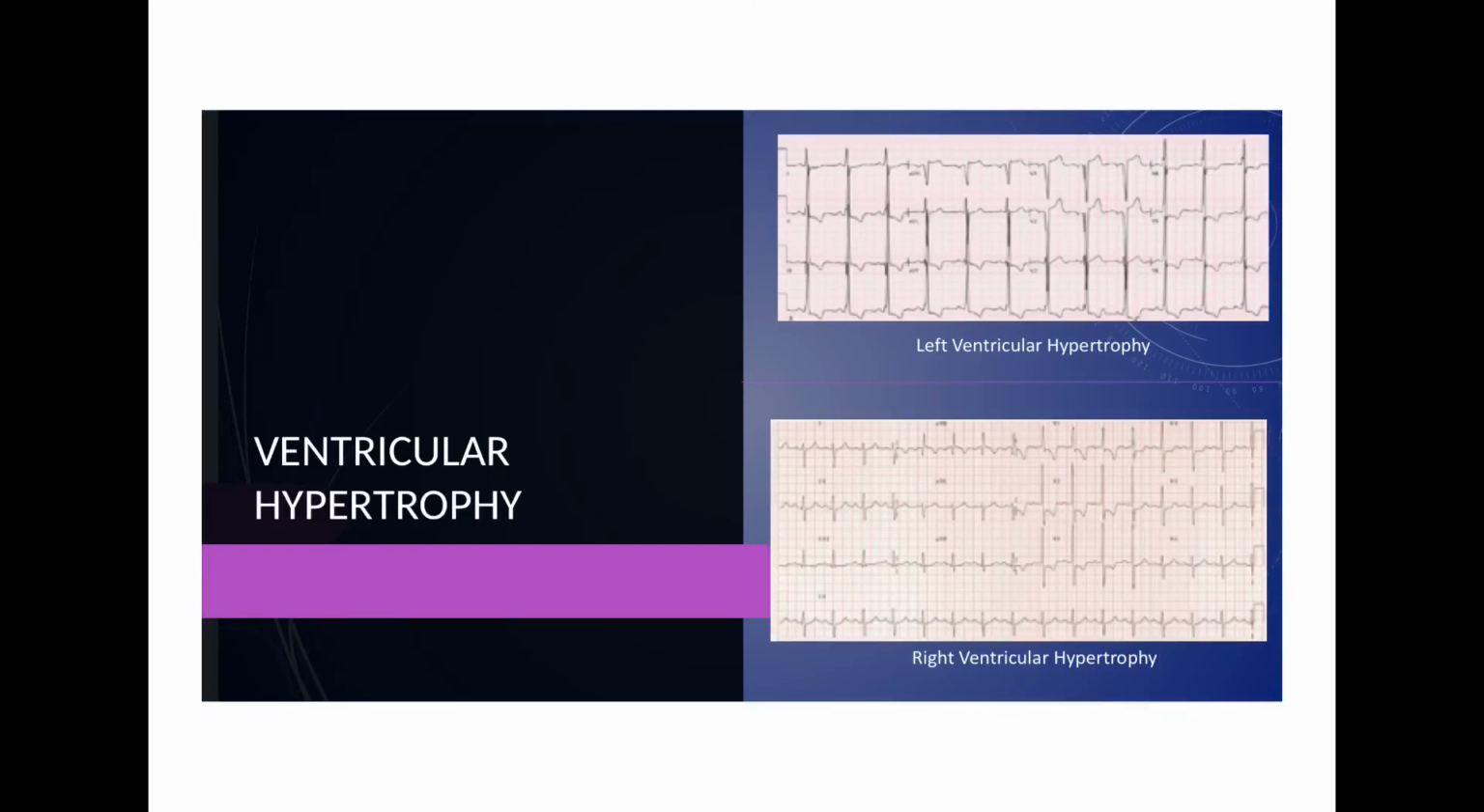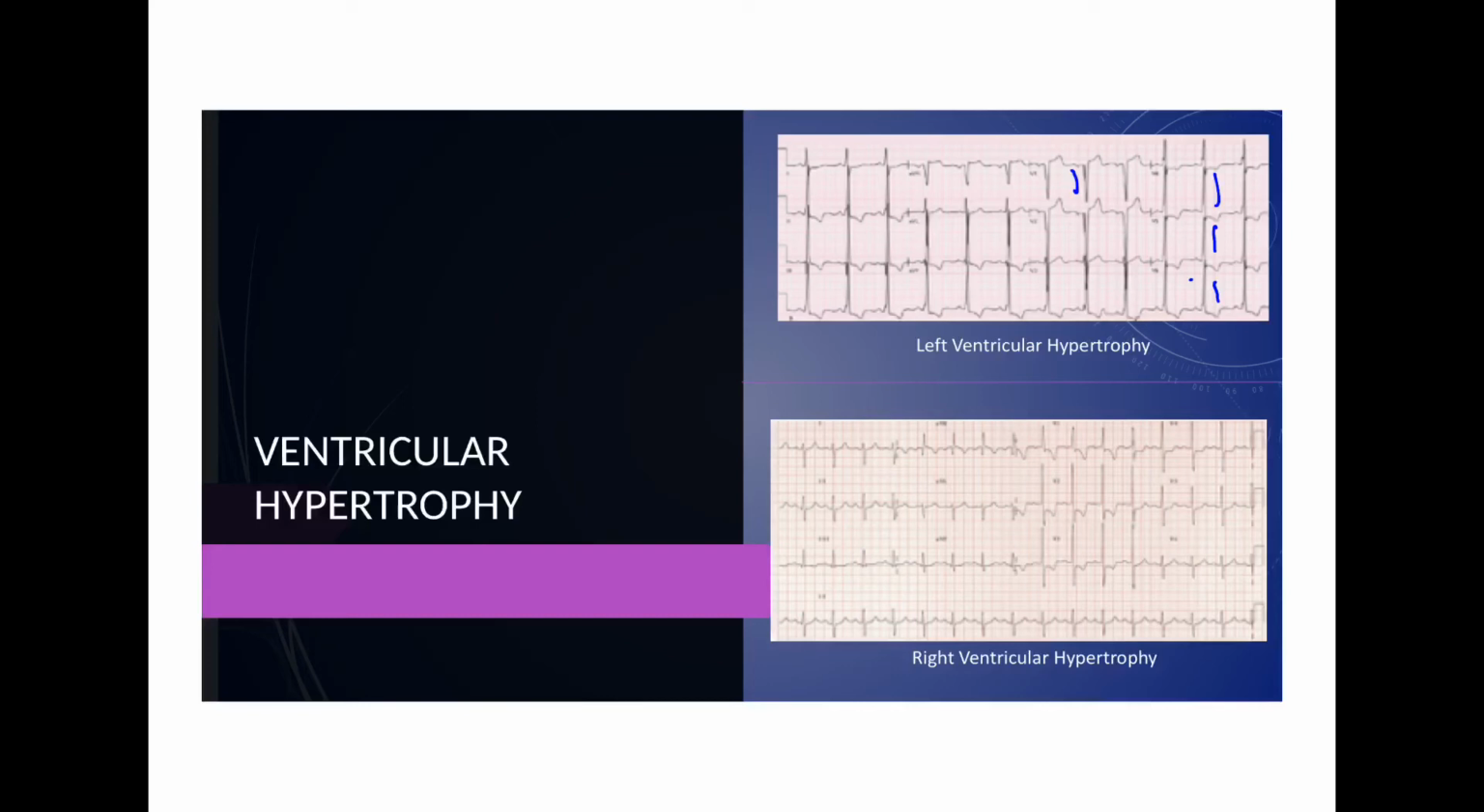Here are 2 examples of patients with ventricular hypertrophy. In left ventricular hypertrophy, you see really tall R waves in V5 and V6 here, and big S waves in V1, V2, V3. Together with these tall R waves, you'll see ST depressions and T wave inversions in the lateral leads as well. These are normal for LVH, and they're not necessarily indicative of additional ischemia or other pathology.